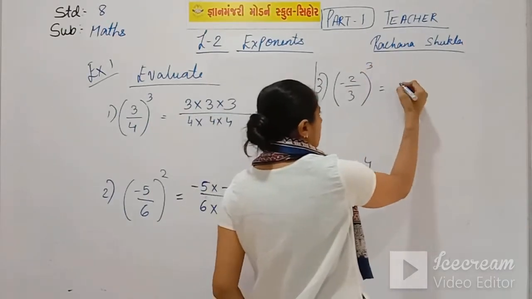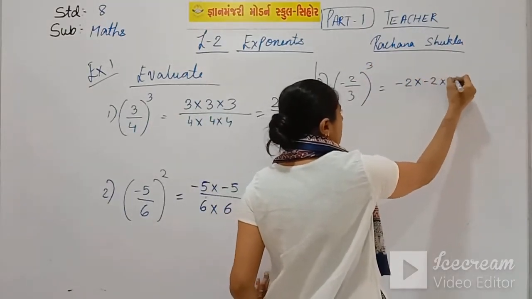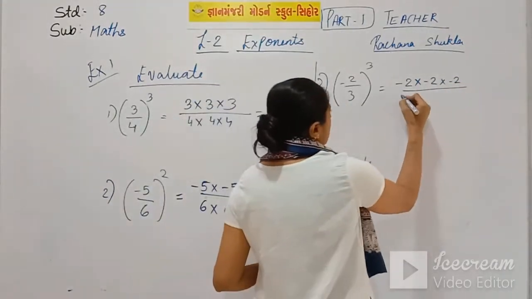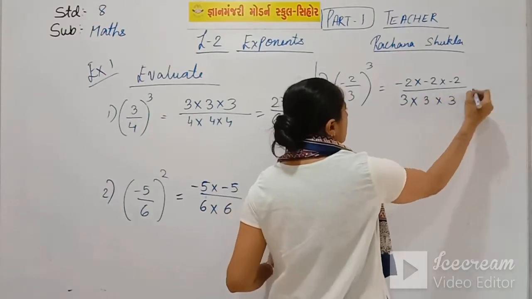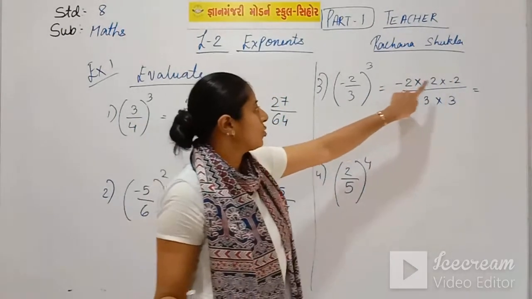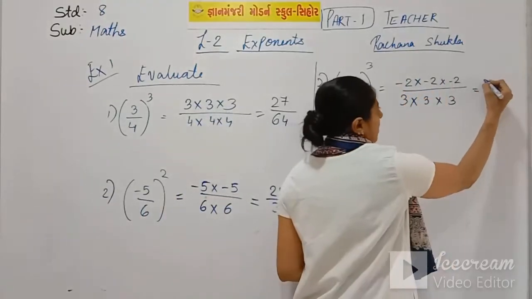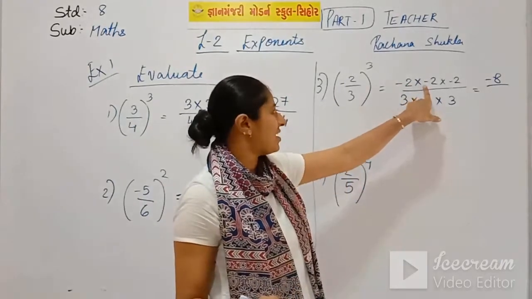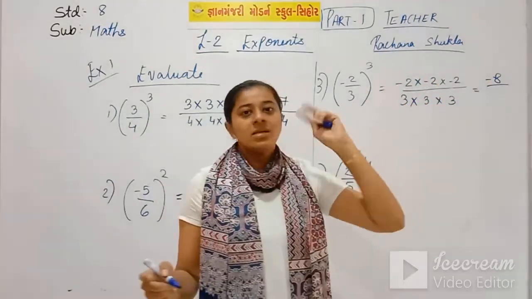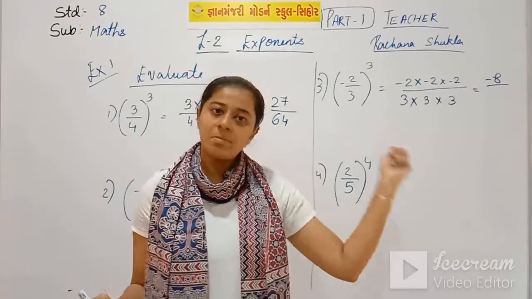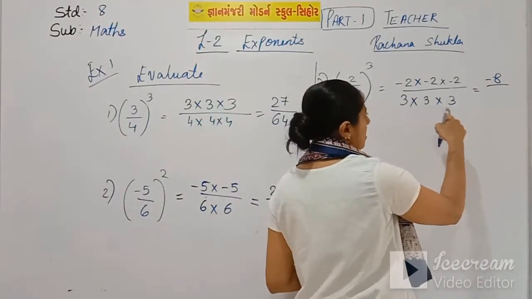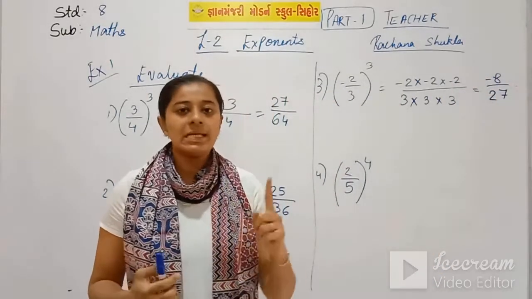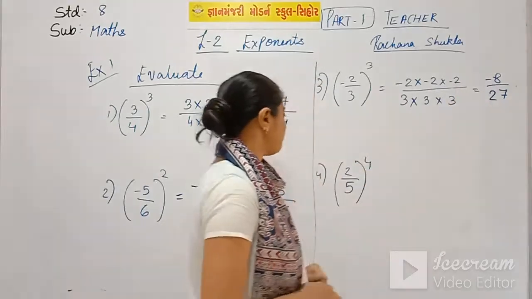Next sum. Minus 2 raised to 3 is 3 times. Minus 2 into minus 2 into minus 2, and 3 into 3 into 3 also 3 times. 2 2s are 4, 4 2s are 8. Minus 8. Why minus 8? Minus minus plus, plus minus minus. 3 times negative sign means minus 8. 3 3s are 9, 9 3s are 27. Your answer is minus 8 upon 27.